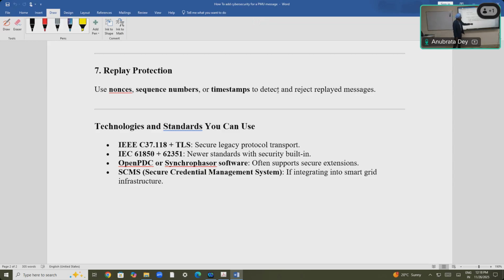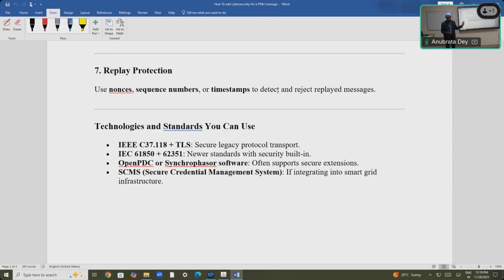And then OpenPDC, synchrophasor software: you can add secure extensions to that. And then a secure credential management system, if you are integrating into the smart grid infrastructure, because those types of management systems are now available. Okay, just a quick overview of what you can do with your PMU message. Any questions on that?